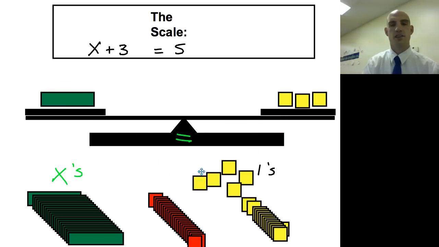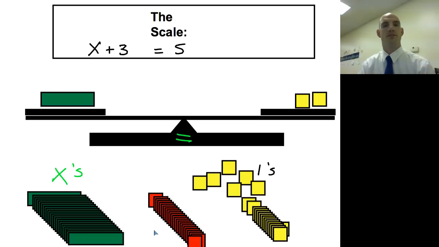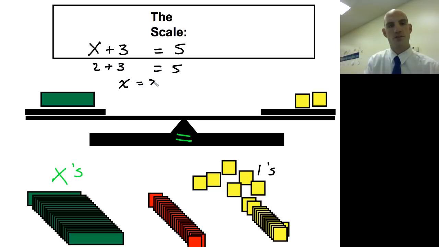Well, if I continue to take away one from each side, notice what happens. I took one from one side, one from the other, one from one side, one from the other, one from one side, one from the other. And I end up with x equals 2. Because doesn't 2 satisfy this equation? So x equals 2. That's a simple example.